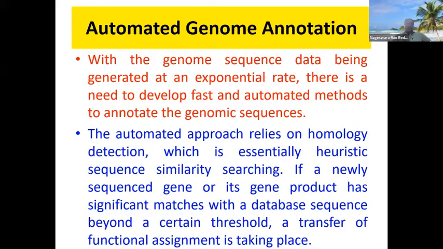So the first simple method is to use homology detection, and this data is available. As the data is available, we were able to use homology detection to assign a function to genes. And now we use a simple parser. So how many of you have an idea what is a program and what is a parser?